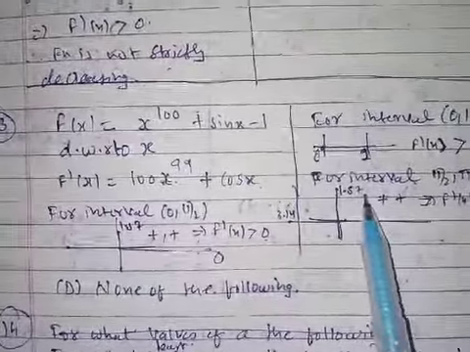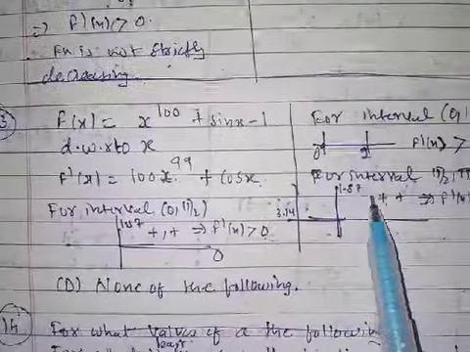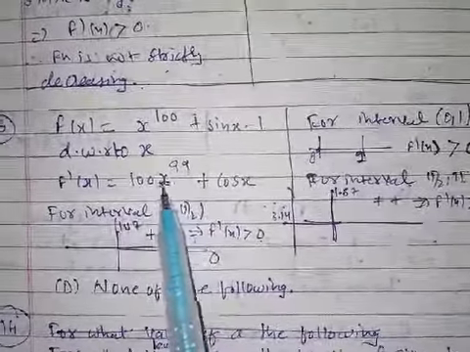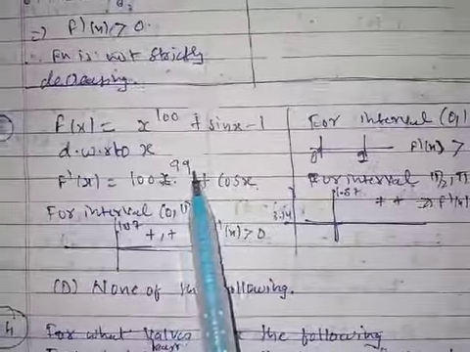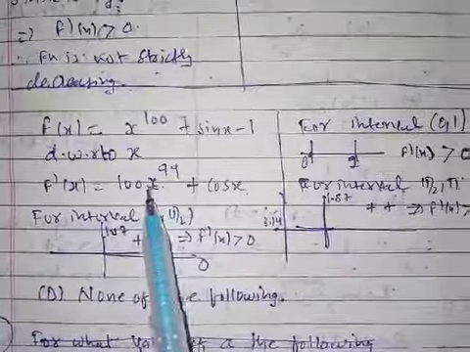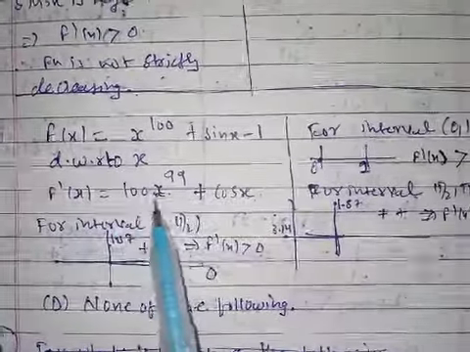It is greater than 1. Greater than 1 means you can say 2. Even if you substitute 2 here, what will happen? 2 raised to 99 will be greater than 0. So this function is greater than 0.